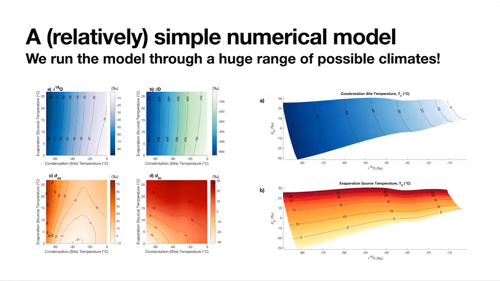And so on the left, if you look at the upper left panel, this is a map of delta 18O of precipitation arising from a whole bunch of different temperature pathways defined by the evaporation temperature on the y-axis and the condensation temperature on the x-axis. And the panel to the right is the deuterium for those same set of pathways. And then the panel on the lower left is the deuterium excess for the same set of pathways. And we can ignore the other panel for now.